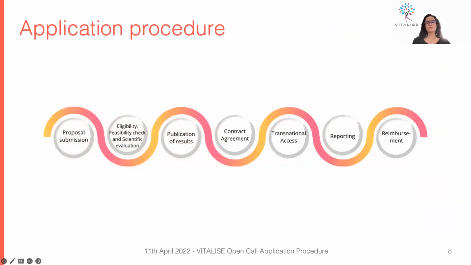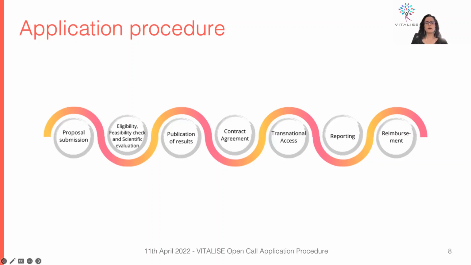Now let's take a closer look at the application procedure. So the proposal submission will be open until the end of November, as I said. But since the first cutoff is at the end of October, we will start the evaluation already during November. And the evaluation is a 3-step process. So first there is the eligibility evaluation, then the evaluation of the feasibility of the project, and lastly the scientific evaluation. So we plan to be able to publish the results of the first cutoff by February 2023. So after signing the contract agreement, the researchers could start the transnational access in March.